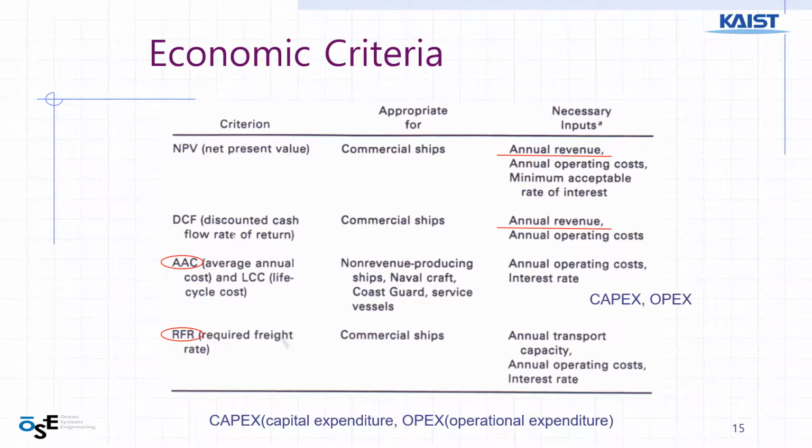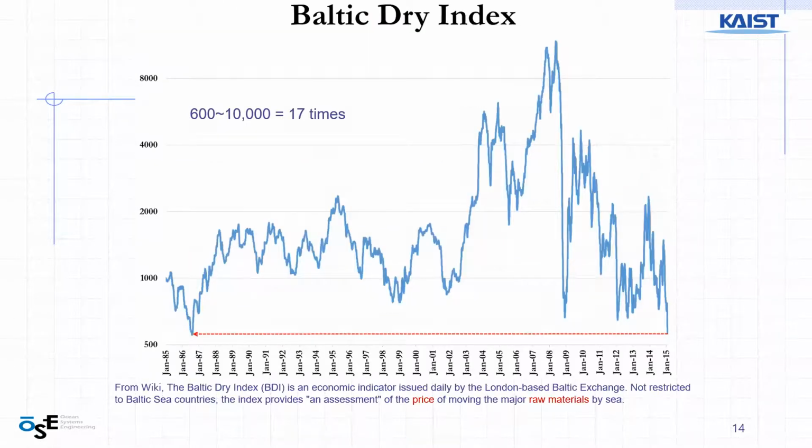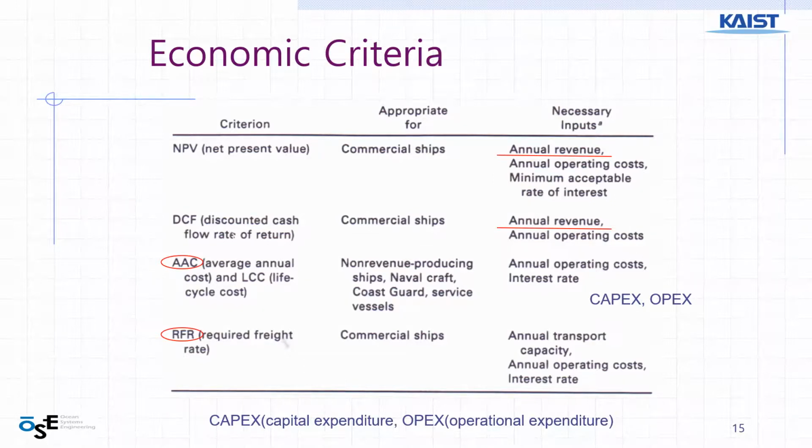The problem here is the right-hand side, the necessary input. The annual revenue should be available, so that the numbers for the net present value and discounted cash flow can be calculated. But usually it is not easy, especially in a shipping company. The fluctuation is very high, 17 times. We cannot expect correctly. That's why usually they go to other ways of RFR. So depending on the situation, if you are a Navy officer or commander building your battleship, there is no revenue, right? And no fluctuation. So in this case, you usually go to life cycle cost calculation to make a decision on which one to choose among different design solutions and construction solutions.